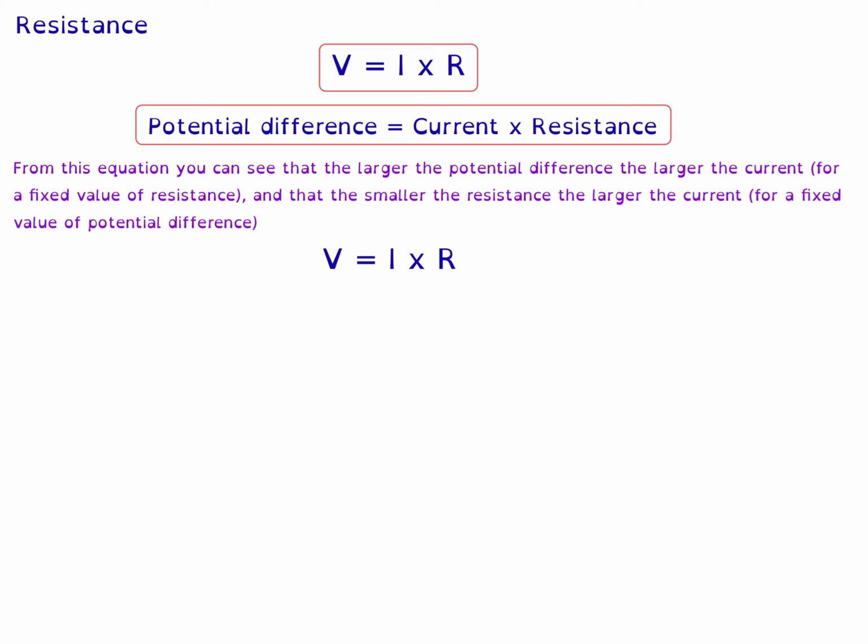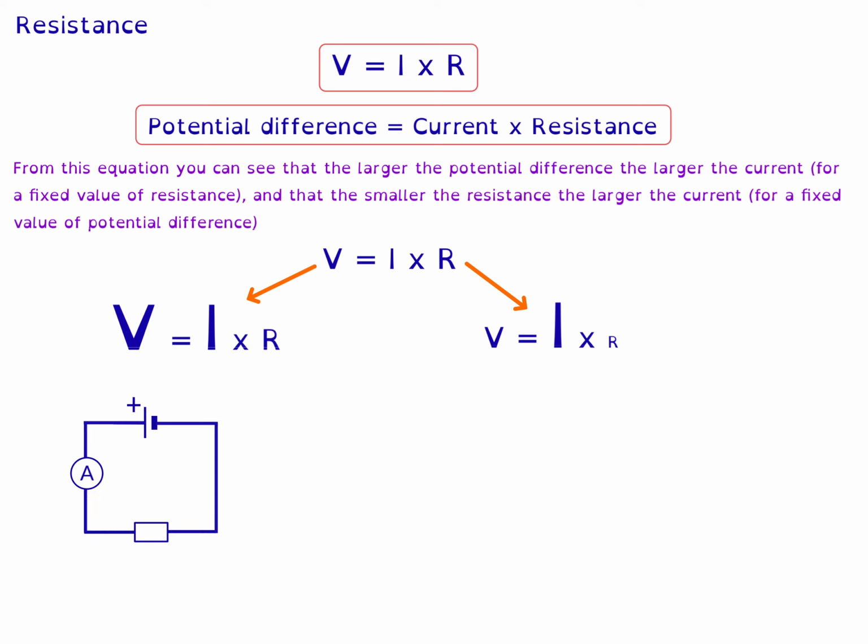From this equation, you can see that the larger the potential difference, the larger the current for a fixed value of resistance, and the smaller the resistance, the larger the current for a fixed value of potential difference. In this circuit, we can change the potential difference and see what happens to the current. So we'll start with a potential difference from the cells of 1.5 volts. And we have a fixed resistance of 6 ohms.